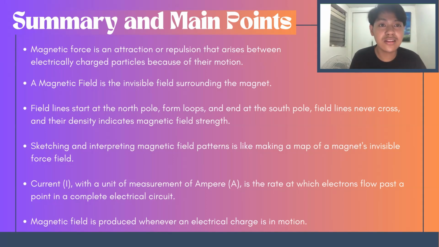It's similar to the charge law. So, field lines start at the north pole, form loops, and end at the south pole. Field lines never cross, and their density indicates magnetic field strength. The tug-of-war analogy illustrates how magnets behave when pulled in the same or opposite direction.